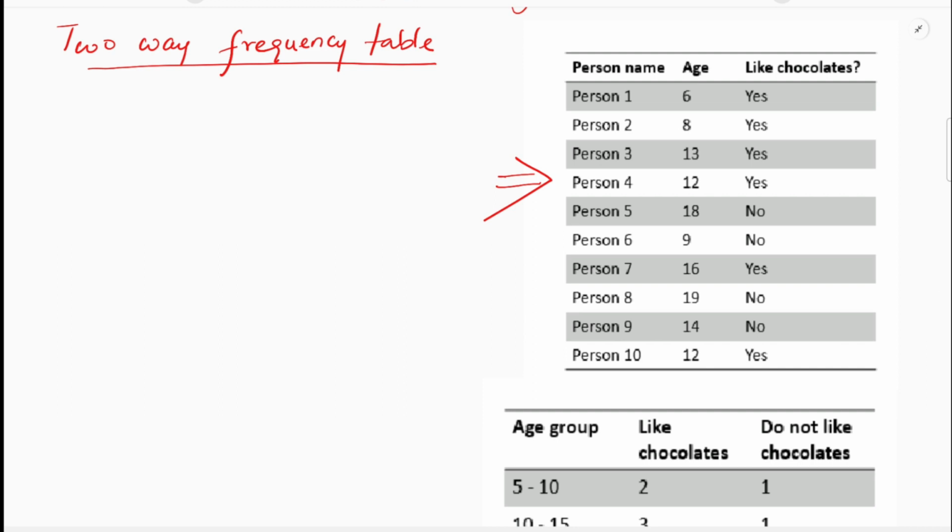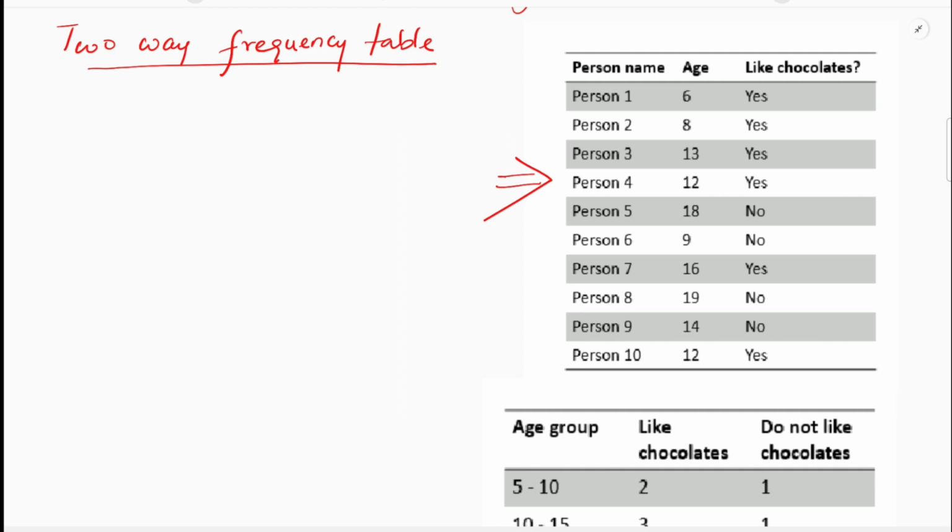Person name, say person 1, 2, 3 until 10, age is 6, 8, 13, 12, 18 until 12, some random age, and like this is a binary, yes or no. Okay, you have just collected this one.